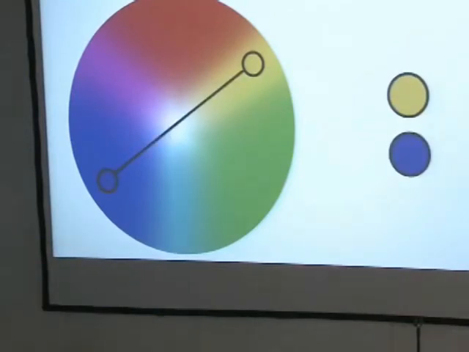Complementary, this is the color scheme with the most contrast, and you see this all the time, actually. Sports teams, a lot of them do complementary colors on their uniforms because it's the maximum contrast. Christmas, red and green, right? Not entirely complementary, but pretty close.